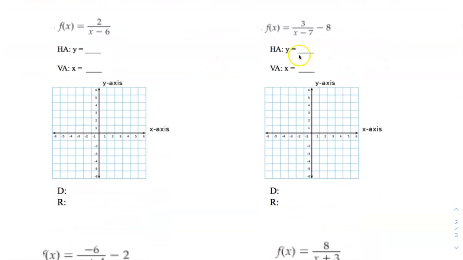Doing some more. So this one, again, +0, so no horizontal asymptote. Vertical asymptote, so the bottom equals 0, you just get 6. Let's graph those first. There's 6. Here is 0.